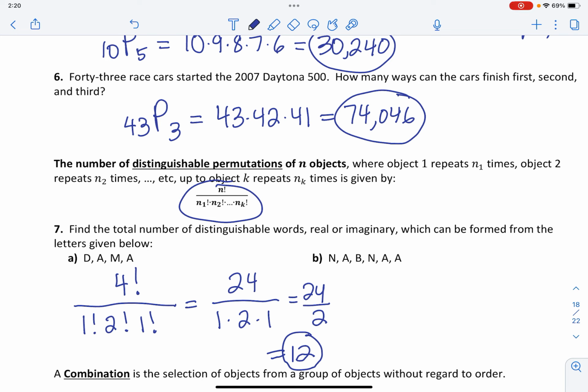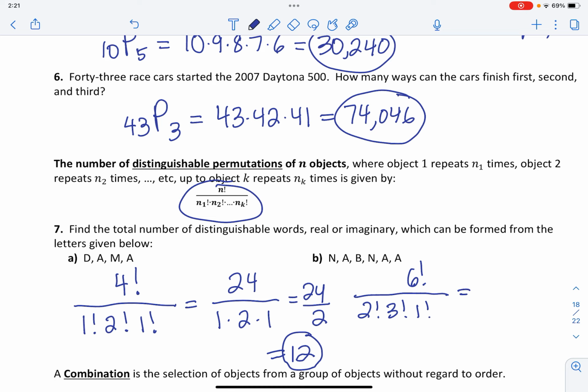All right, how about the next one, N-A-B-N-A-A? That looks like it spells banana if we rearrange them. Yeah, we can get banana out of that one. Okay, but anyway, we have 6 letters, 6 factorial. On top, at the N, there's 2 of them. A, there's 3, and then there's 1 B.